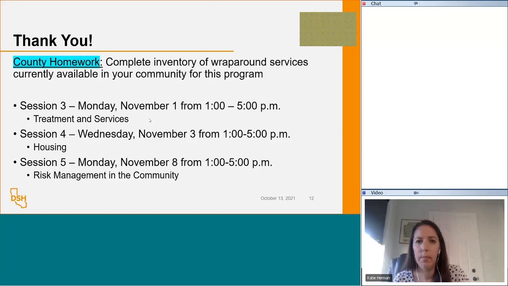We are going to ask that each county complete an inventory of the various services that you currently have available in your community that would be eligible for this program. There is a template that we will be sending out. It was loaned to us by the Council on Criminal Justice and Behavioral Health from a different training that the Council of State Governments did for that team. So we're very grateful for them for being willing to share the template. So you will see that in your email along with the slides from today and the vignettes again.